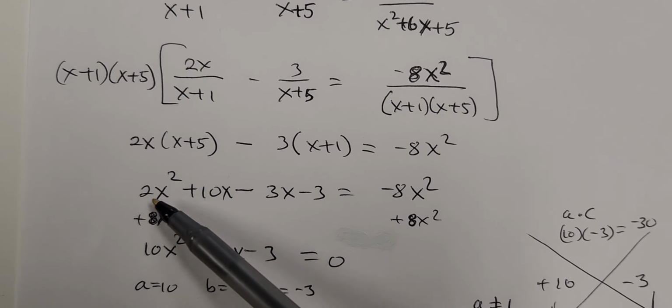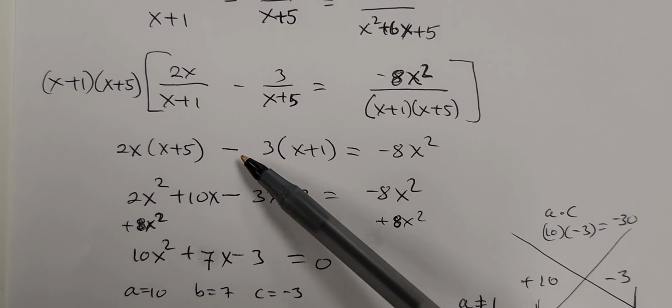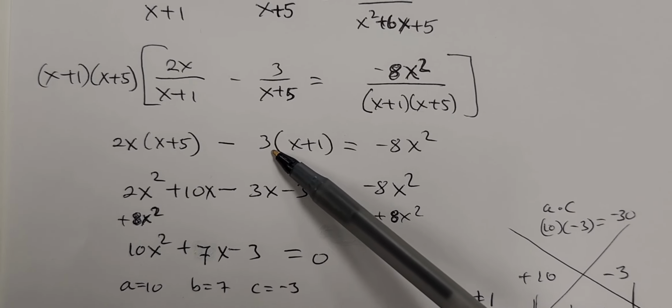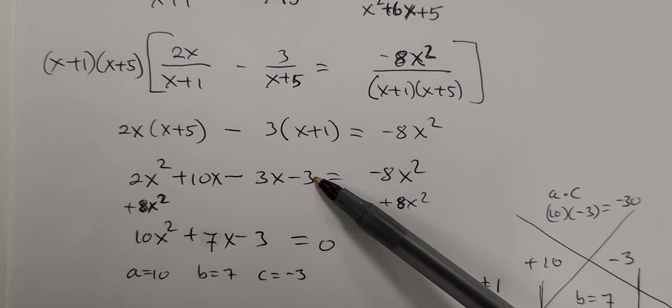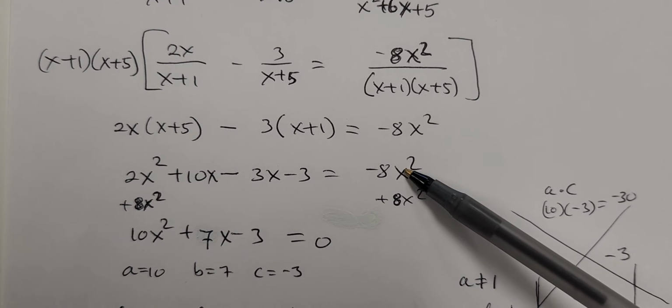So 2x times x is 2x squared, 2x times 5 is 10x, negative 3 times x is negative 3x, negative 3 times 1 is negative 3, and this negative 8x squared, we didn't do anything to it, so bring it straight down.